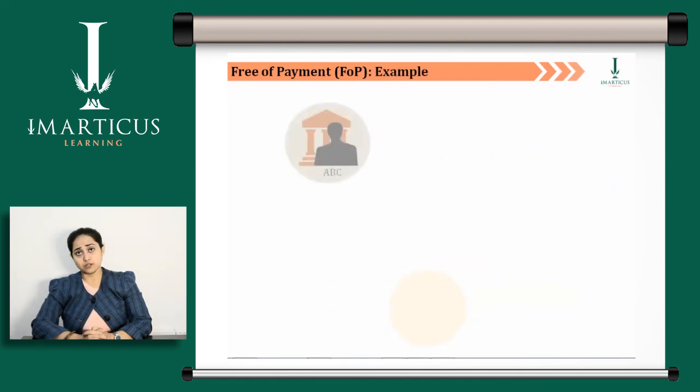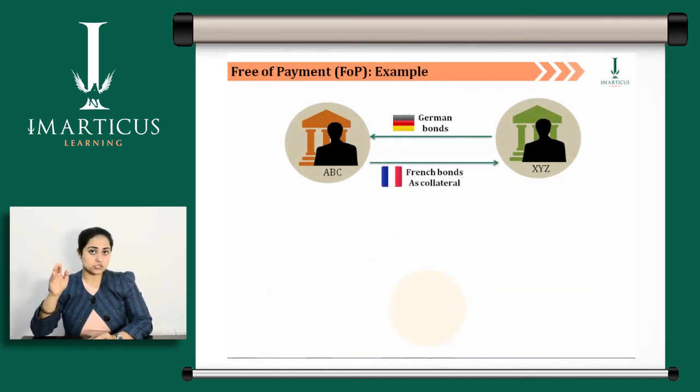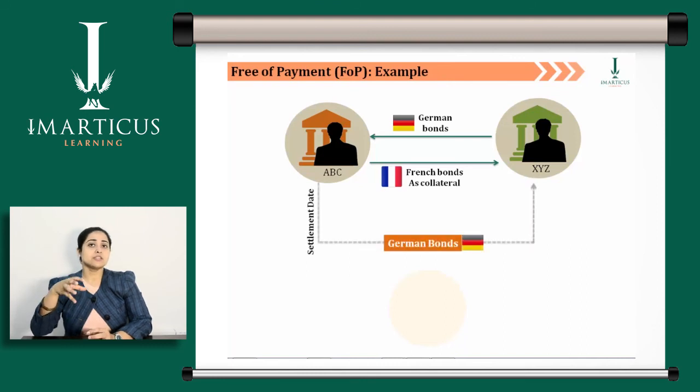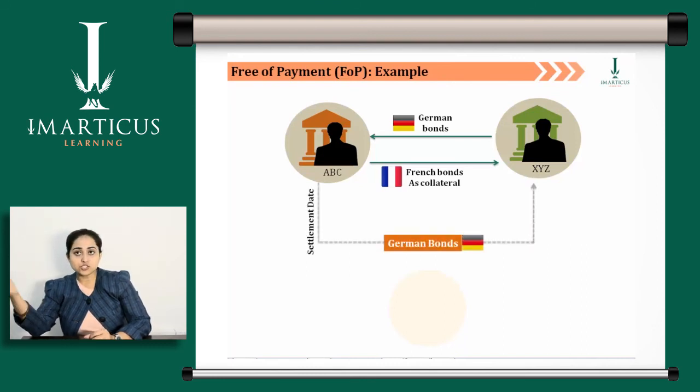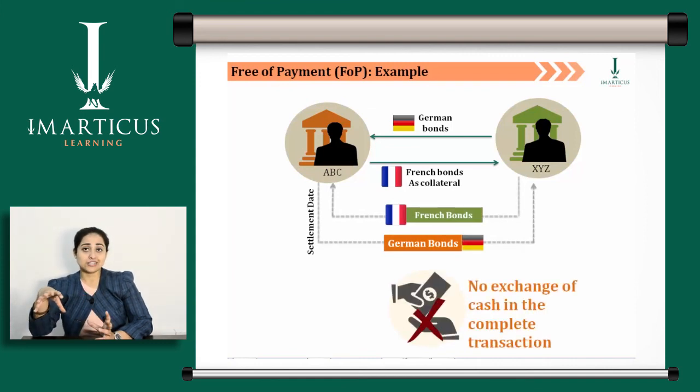Consider an example. In the bonds market, one party borrows German bonds. Here, the collateral that is posted can be French bonds or equivalent. At the end of the settlement day, the party can return the German bonds and receive back French bonds. Here, there is no exchange of cash in the complete transaction.